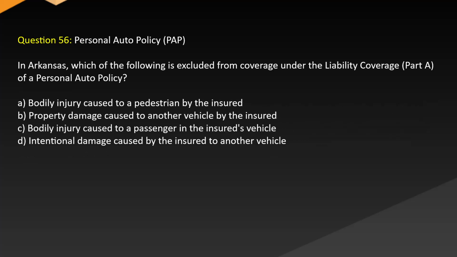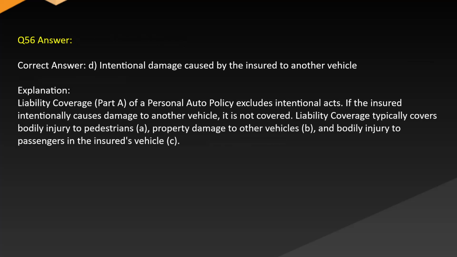Question 56. Personal auto policy, PAP. In Arkansas, which of the following is excluded from coverage under the liability coverage Part A of a personal auto policy? A, bodily injury caused to a pedestrian by the insured. B, property damage caused to another vehicle by the insured. C, bodily injury caused to a passenger in the insured's vehicle. D, intentional damage caused by the insured to another vehicle. Correct answer, D, intentional damage caused by the insured to another vehicle.